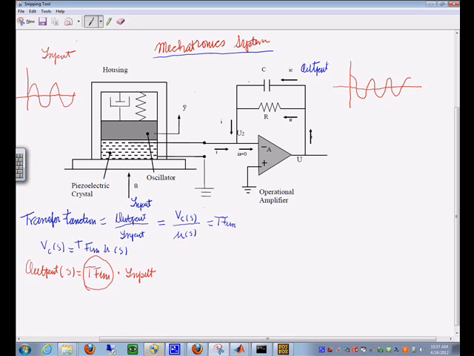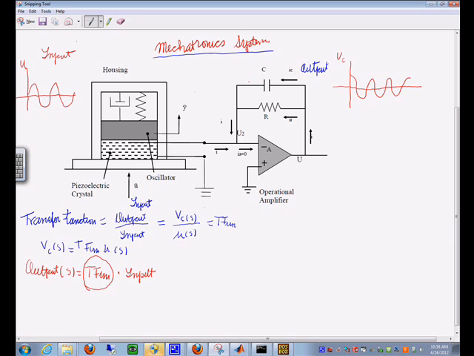Okay, so this is the input frequency, and this would be the output frequency. In this case, like I said, the output is V sub c here, and the input is u. And this is the acceleration in this case. Here it says u double dot is the input.